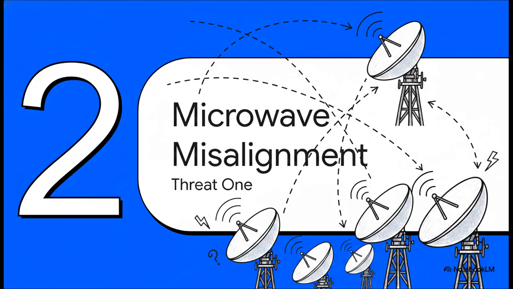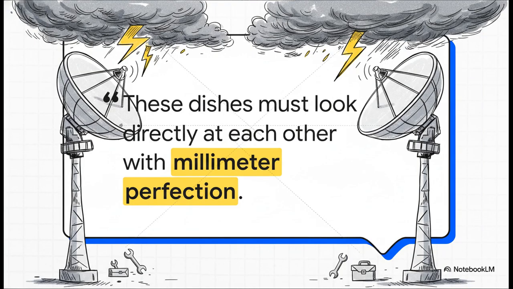Threat 1, microwave misalignment. If you've ever driven through a rural area, you've definitely seen those big, round, white microwave dishes mounted high up on the towers. Their entire job is to shoot data through the air, and to do that, they have to look directly at each other with literal millimeter perfection. I really want to emphasize the extreme fragility of this setup. We are talking about millimeter precision hundreds of feet in the air.